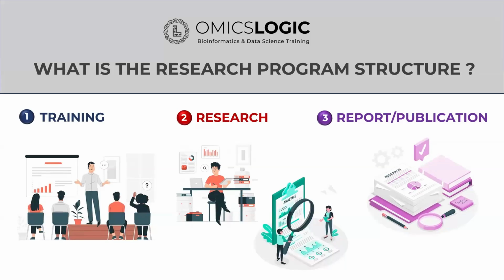Now, what is the research program structure? So we follow the research program in 3 different steps. The first step is to get you trained. So you go through an introduction to different omics fields, you go through an introduction to different research specialization tracks if you're not aware of them, and then you pick up one. We train you in that specific type of omics analysis, and then we get started with your research.